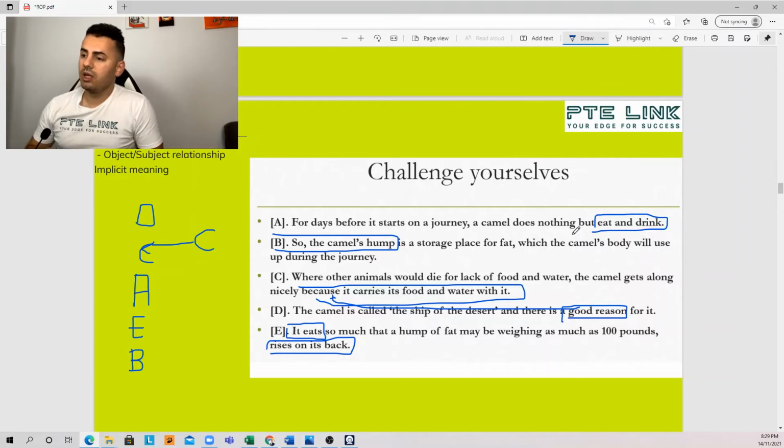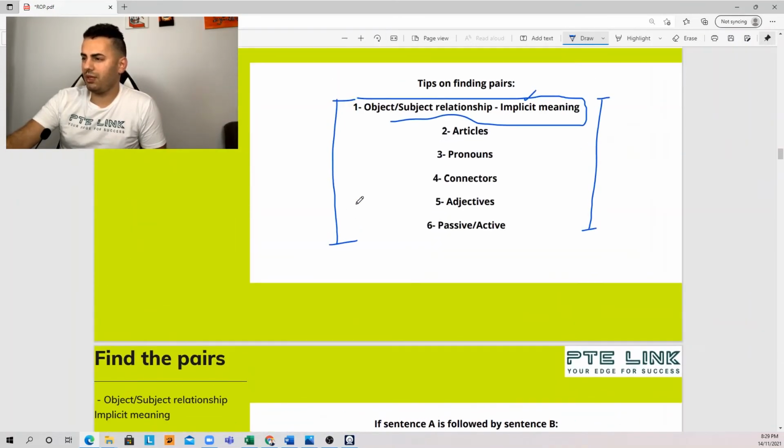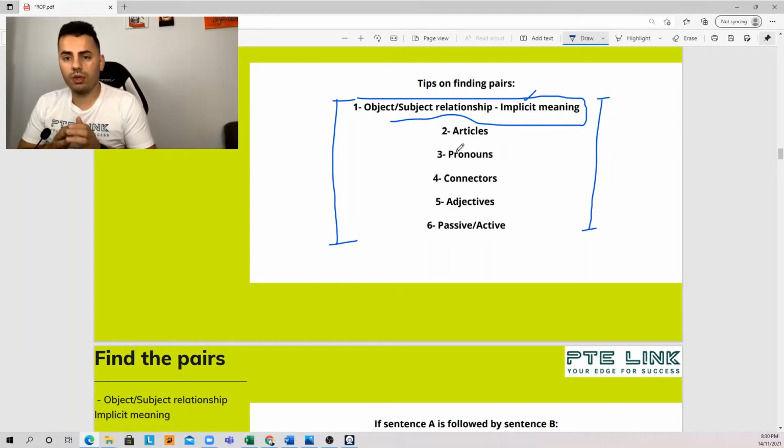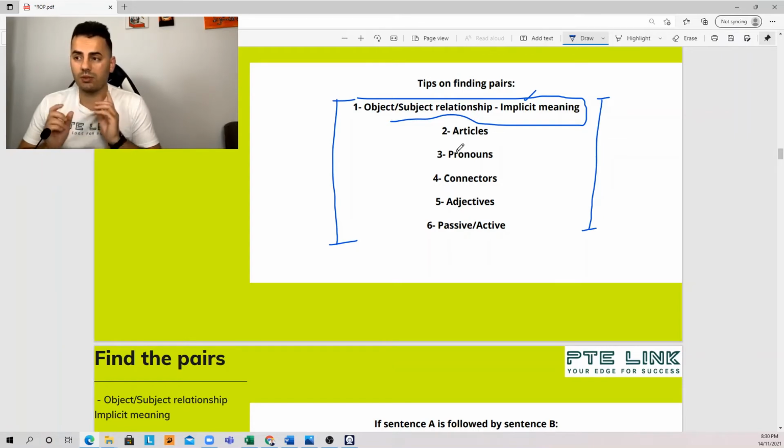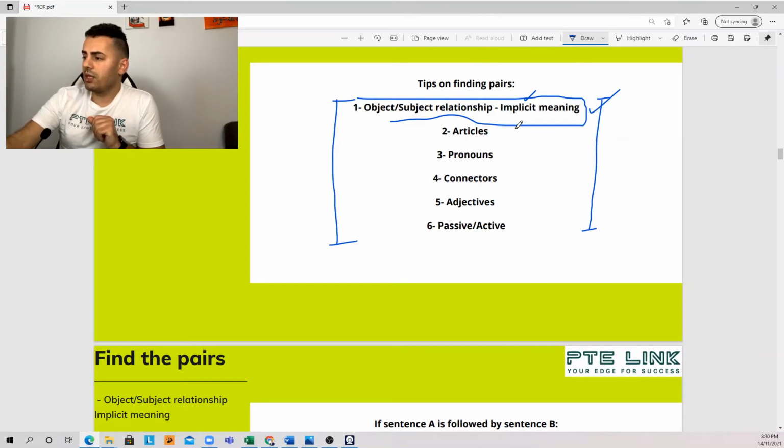Another clue probably, because B starts with "so." We use "so" when we have a conclusion. And as you see, using the first tip, the object-subject relationship, the implicit meaning tip, we were able to find one pair or two pairs. And that's really great, because you almost got 50% of the score in this task because of one tip. So this tip is done. Not all the time could this relationship exist, or it could be a bit tough to uncover this relationship.